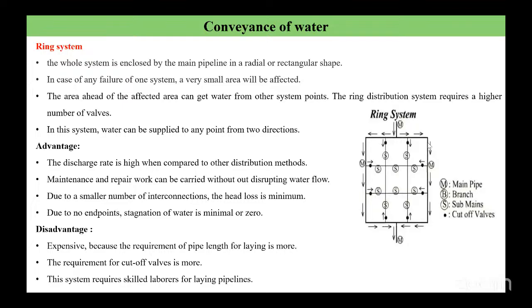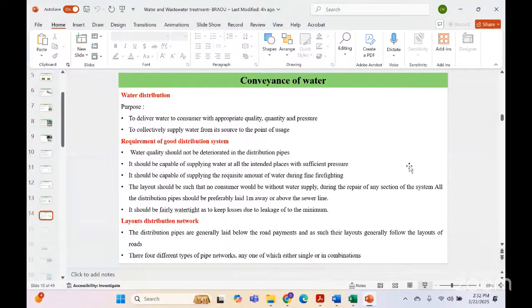As there are several advantages, there are also disadvantages, such as expense, and because of the pipeline requirement, the laying is more. Since there are many sublines, more pipelines are required, due to which there is larger diameter and also more pipe cost. The requirement of cut-off valves is more, and this system also requires skilled laborers for laying pipelines. So these are the major disadvantages of the ring system.